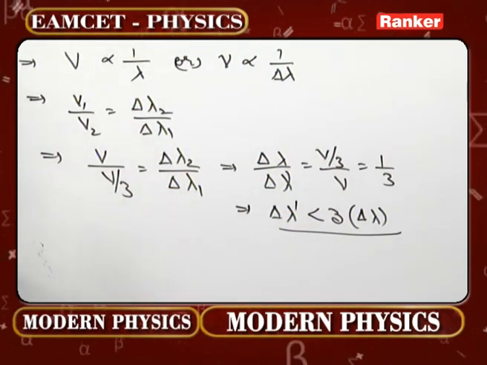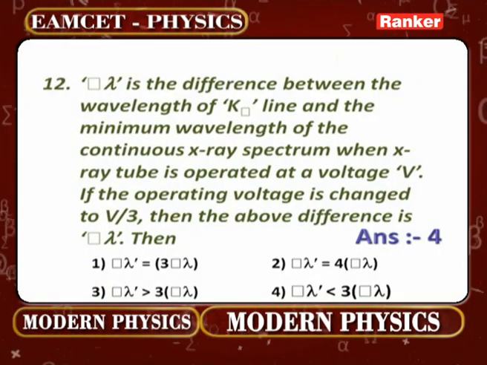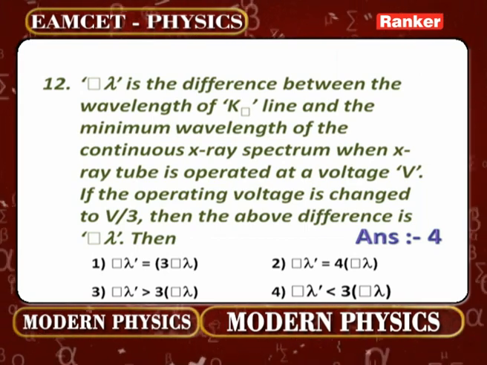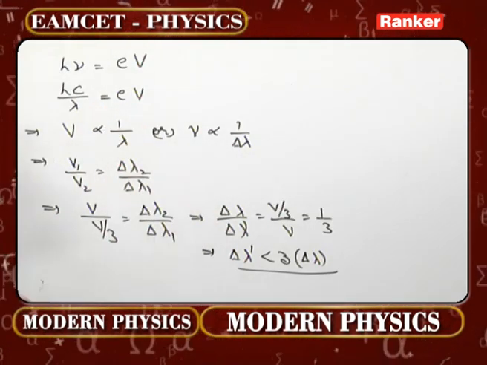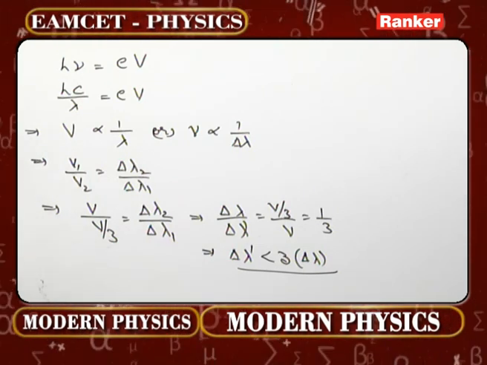So what is the correct option for us? The fourth option is going to be the correct option. Delta lambda dash is less than 3 times delta lambda. That is actually the concept you have to take up. Look at the next problem, that is problem number 13.